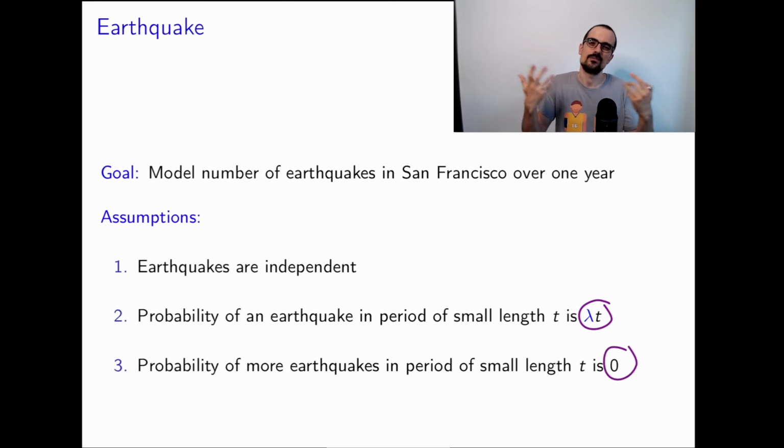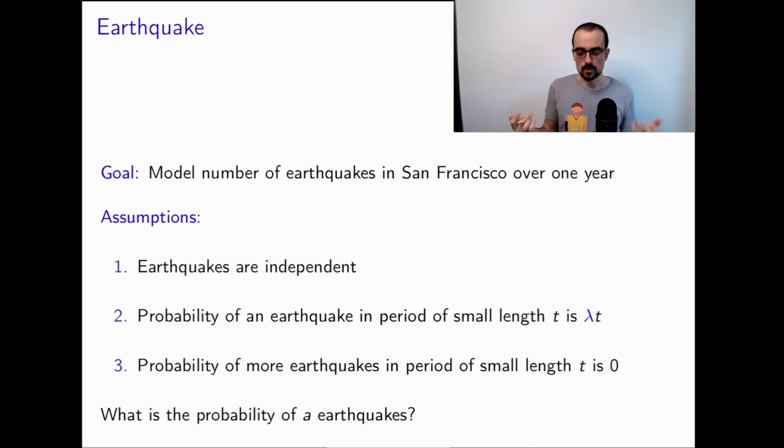So the idea, intuitively, is that these earthquakes can happen at any point with kind of the same probability, so to say. They happen independently, and they depend on this parameter lambda. The more earthquakes, the higher lambda is going to be. Okay, that's kind of the idea.